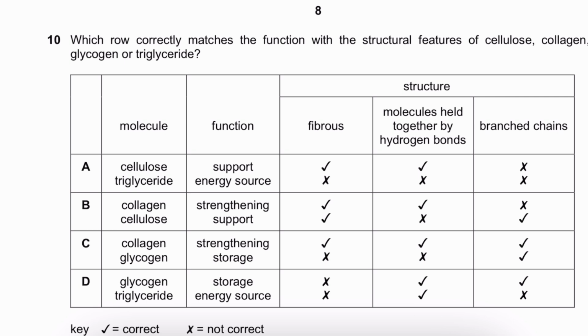Fibrous, yes, cellulose is fibrous. Actually, almost all polysaccharides that we've dealt with are fibrous, and proteins are either fibrous or globular. Molecules held together by hydrogen bonds? Yes, cellulose molecules are held together by hydrogen bonds. And are they branched? No, they're linear, so that's why this part is correct.